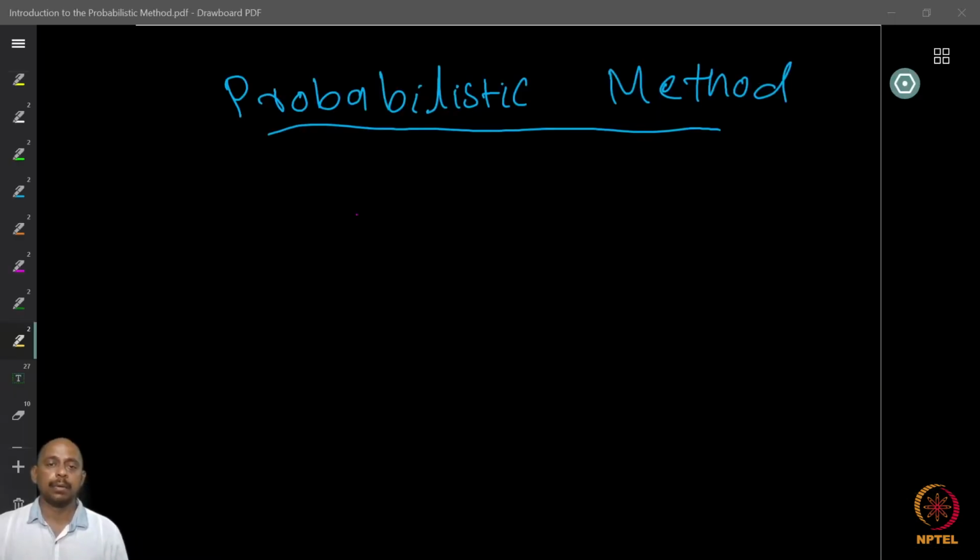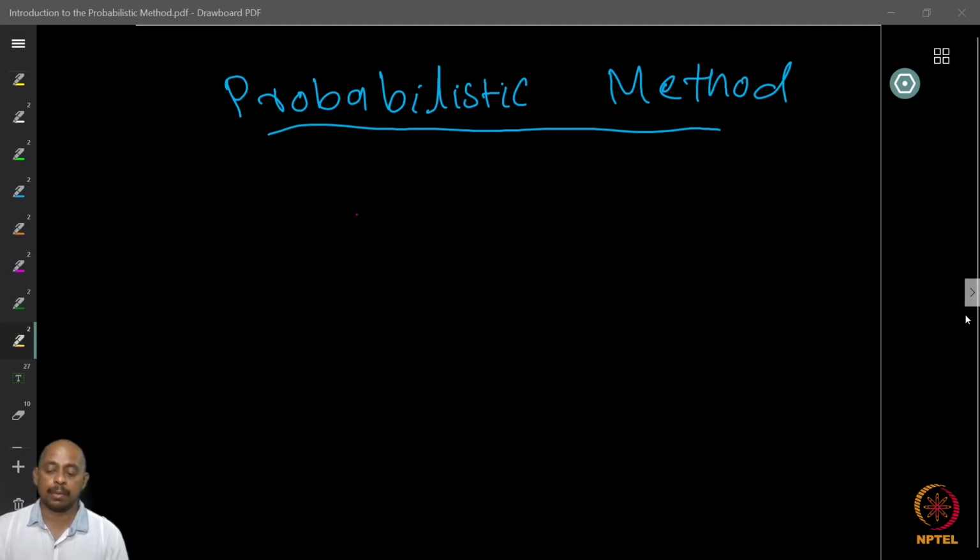Okay, now in this final topic that we are going to introduce you, on the probabilistic method, we will see a couple of applications of the probabilistic method, just to see a very short introduction to this technique.